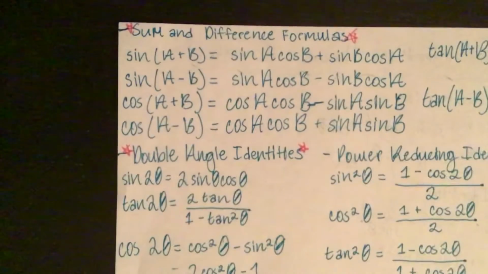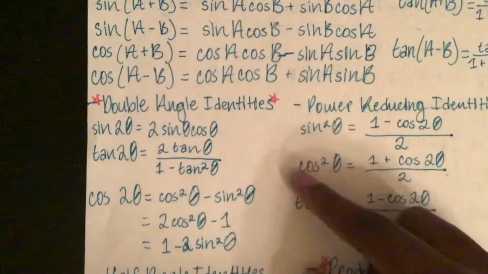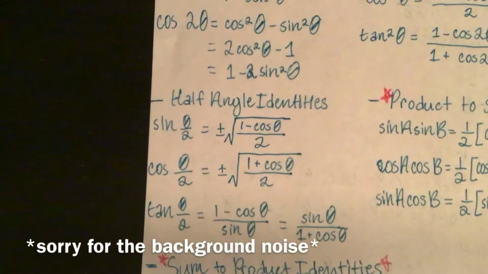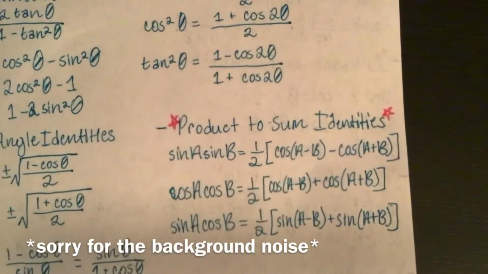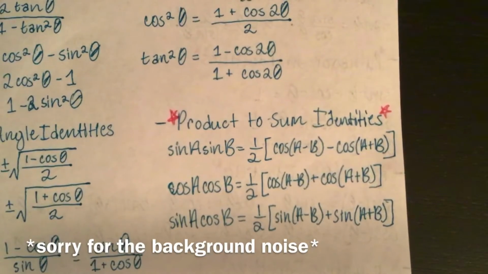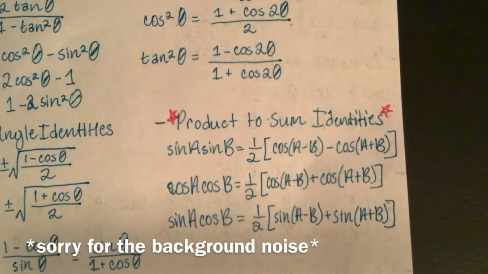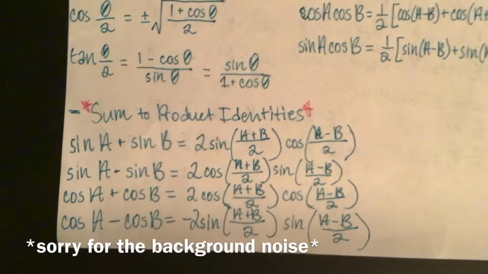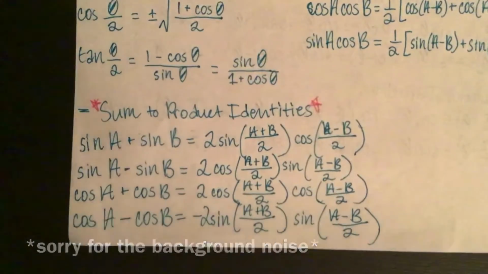The double angle identities, half angle identities, which are not my favorite at all, but still gotta know them. The product to sum identities, and the sum to product identities. Personally, the half angle identities were the hardest for me to memorize.